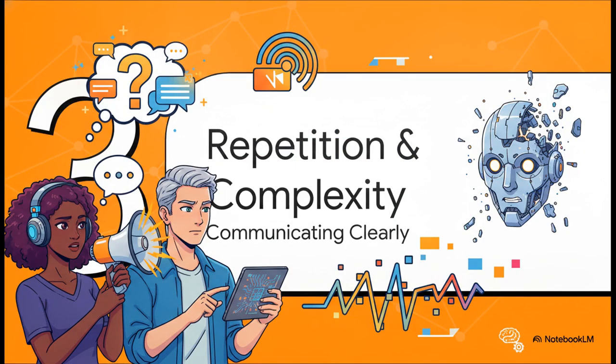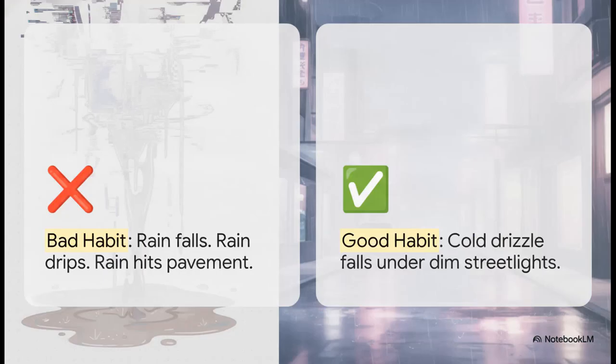Which brings us nicely to section 3, repetition and complexity tips. It's all about communicating clearly. You know, when we don't get the result we want, our natural human instinct is to just repeat the word louder, kind of treating the AI like a toddler who isn't listening. But this brilliantly illustrates why that actually breaks the output. If you want a heavy rain scene, writing rain falls, rain drips, rain hits pavement doesn't create a stronger emphasis. Because Veo converts text to a mathematical sequence, repeating the same word just creates this noisy, unfocused, muddy output. The much better habit is variation. Describe the cold drizzle, the droplets tapping against rusted metal, the sheen of water reflecting pink signage.